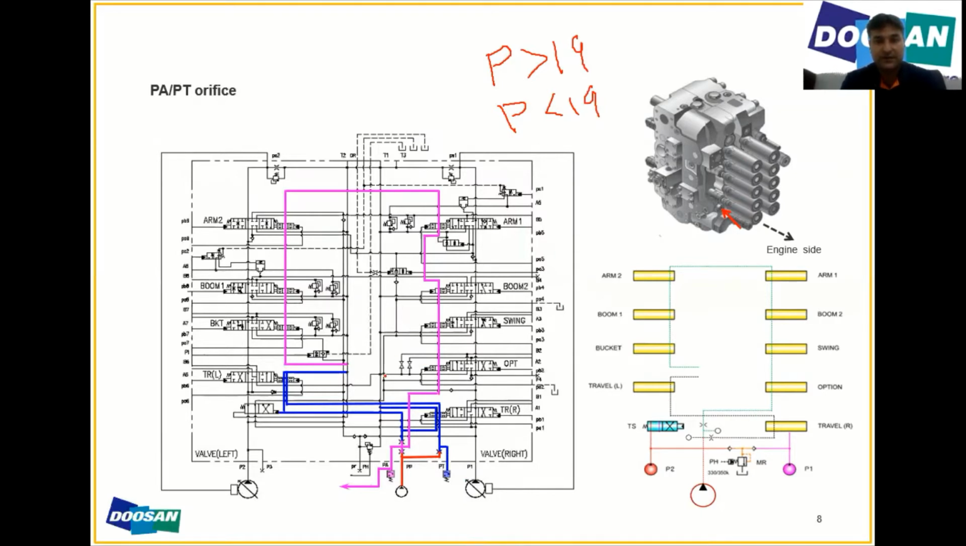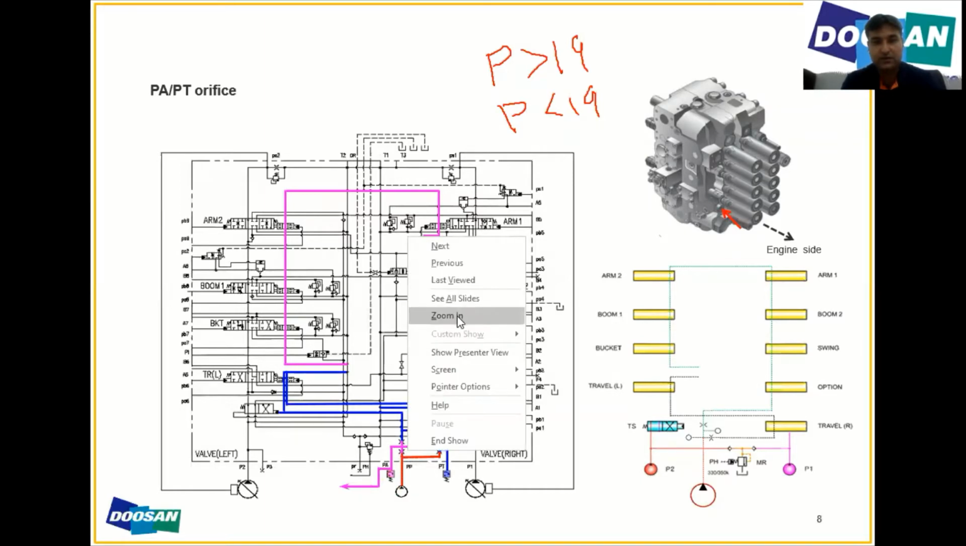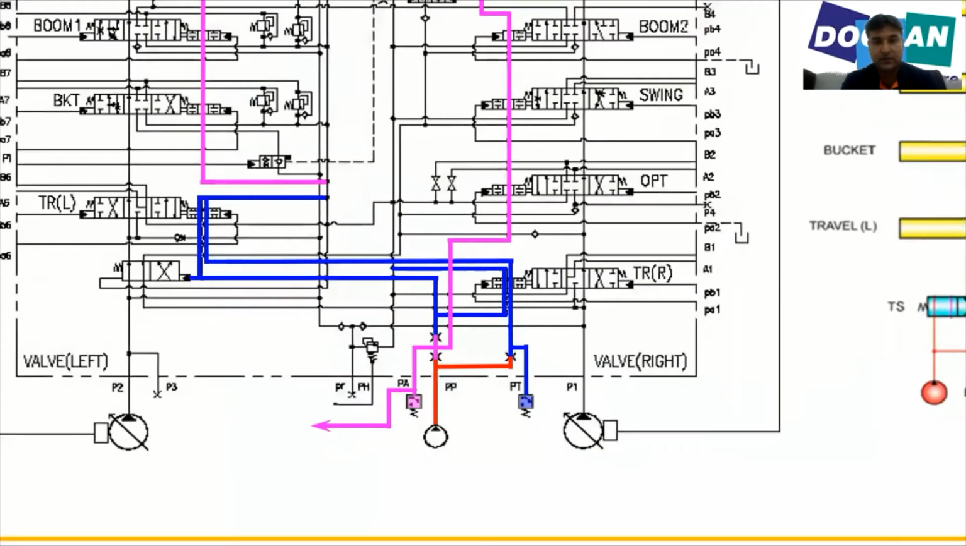So you can see that this pink color is the pilot pump, and from the pilot pump the oil comes and then distributes. The oil comes from the pilot pump to the PA, PT orifice. As we discussed earlier, we have three orifices: PA, PT, and TS. This oil will go everywhere.